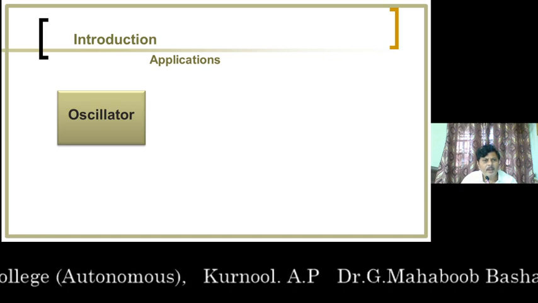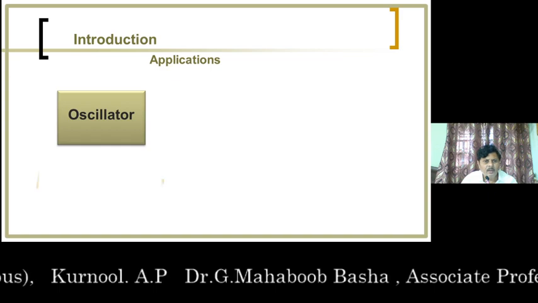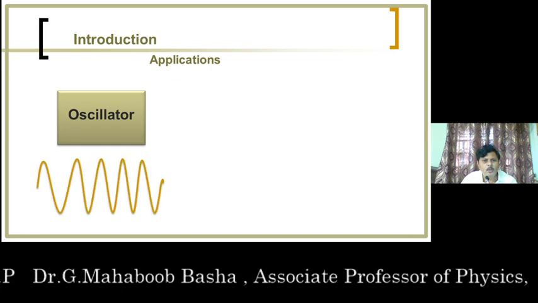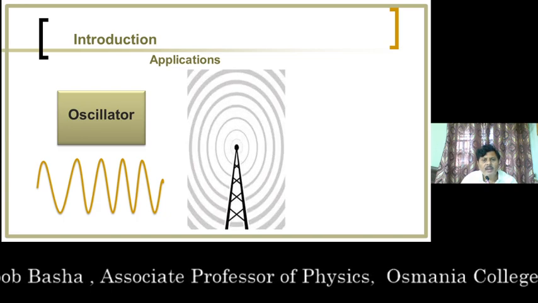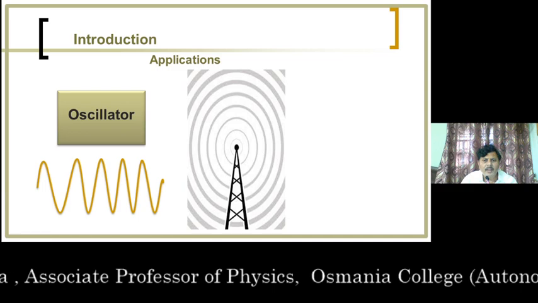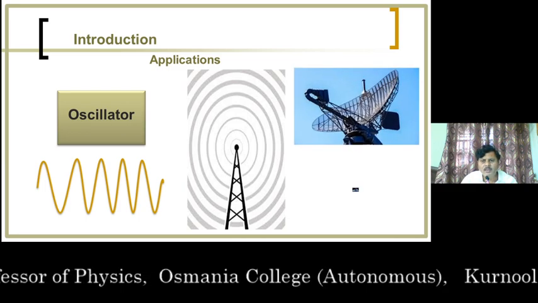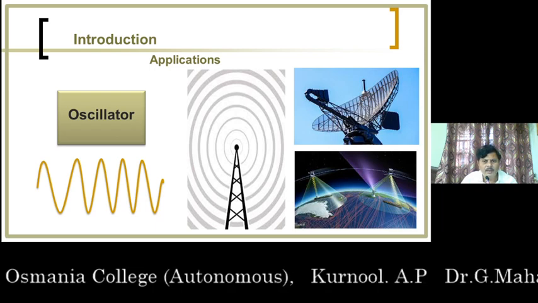Next, we can use op-amp for oscillators. So what is an oscillator? An electronic circuit that generates sinusoidal signals on its own. Now in TV, radio, and telecom communications, we are using oscillators. In radar systems and also in satellite communications, we are using oscillators.